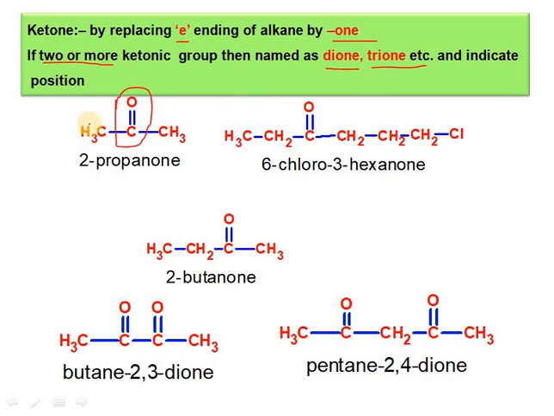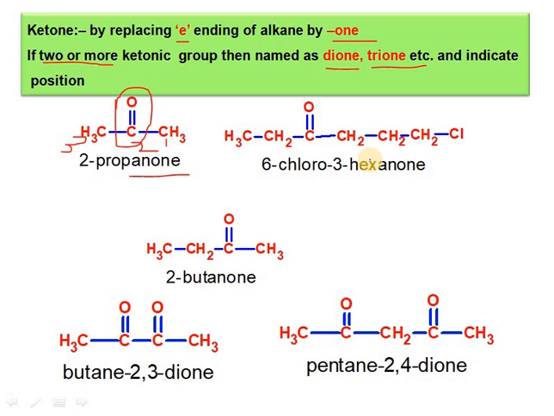Now we see these examples. In this example, firstly we give the numbering like this. The numbering is 1, this is 2, and this is the third. So the 2 position has a ketone. We can indicate the position 2, and the name is 2-propanone, right? Because the parent name is propane, so 2-propanone.